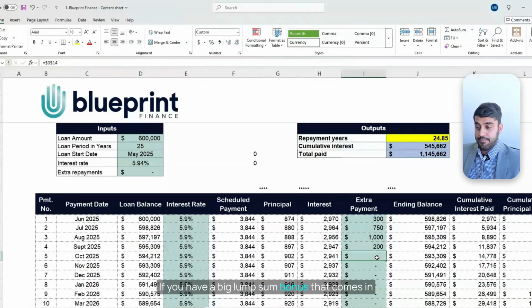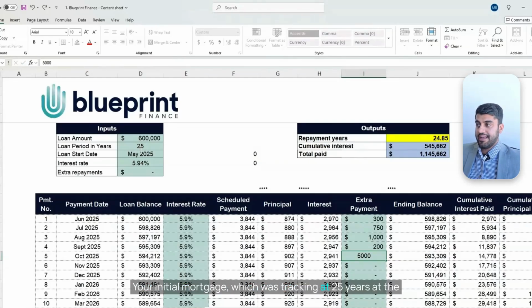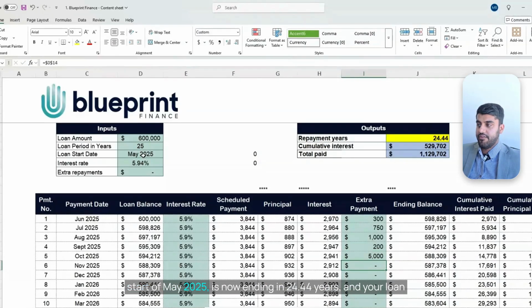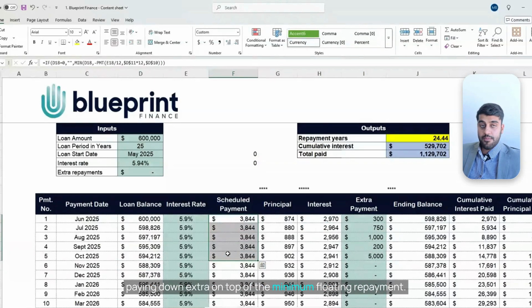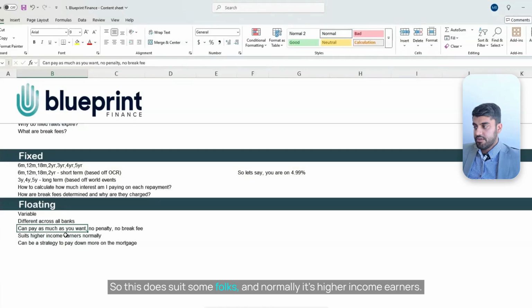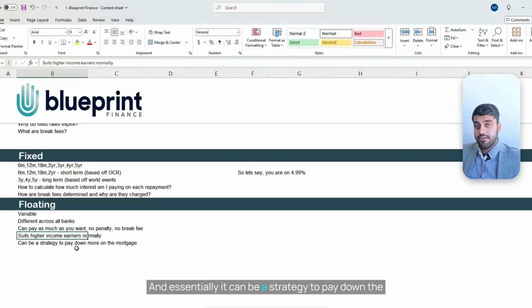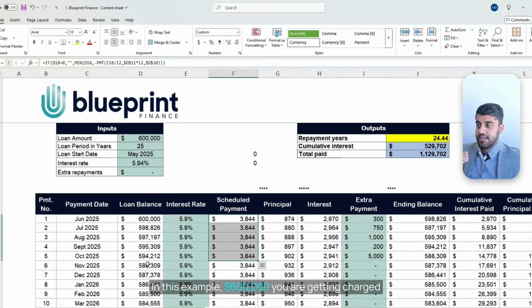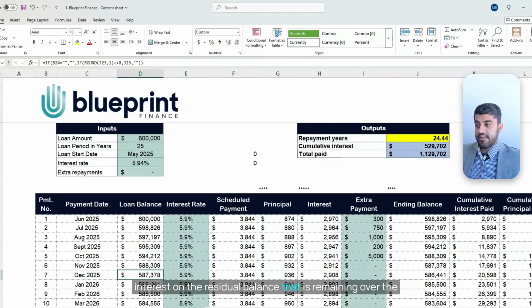If you have a big lump sum bonus that comes in for $5,000 that you want to smash the mortgage with, your initial mortgage, which was tracking at 25 years at the start of May 2025, is now ending in 24.44 years, and your loan balance has dropped to about $588 for the month as you are paying down extra on top of the minimum floating repayment. So this does suit some folks, and normally it's higher income earners, and essentially can be a strategy to pay down the mortgage faster, because you don't get charged interest on the first time you're borrowing the money. In this example, 600,000, you're getting charged interest on the residual balance that is remaining over the course of the next 20, 30 years that you've got remaining.